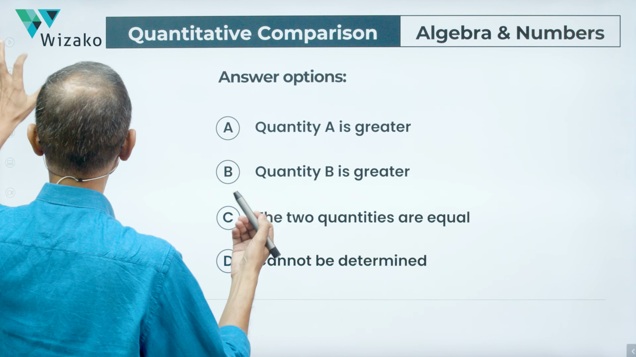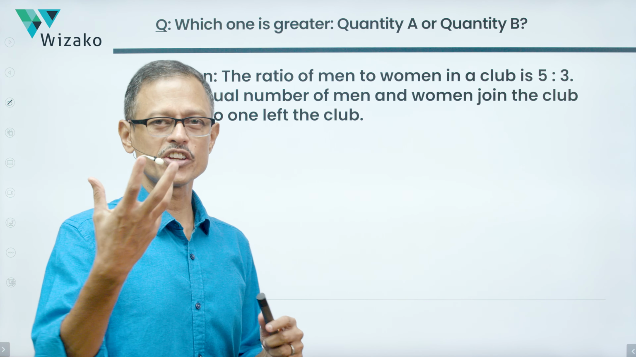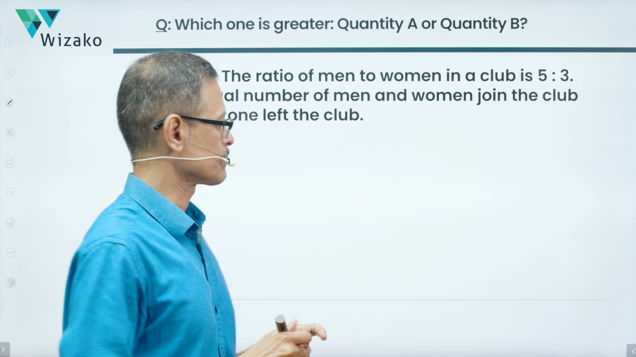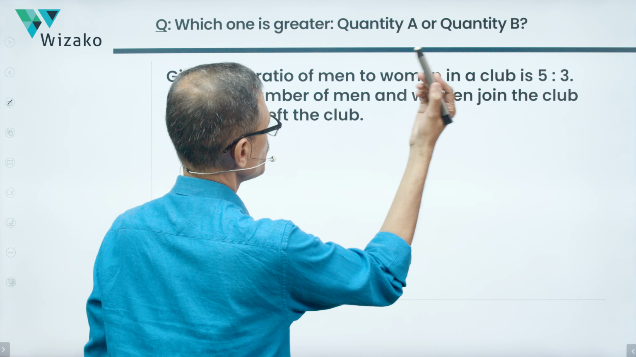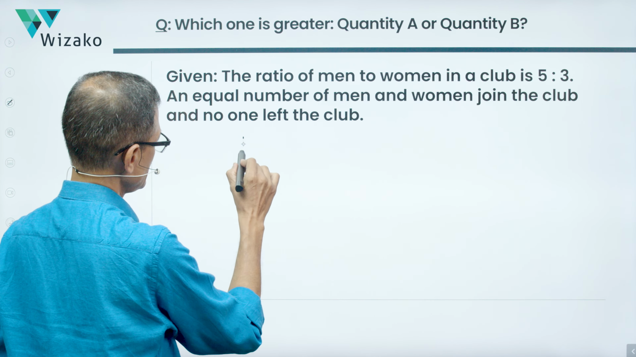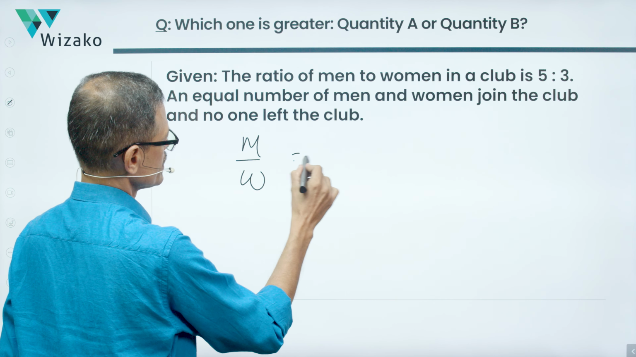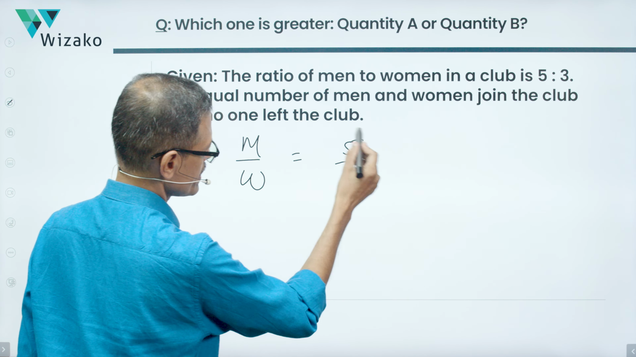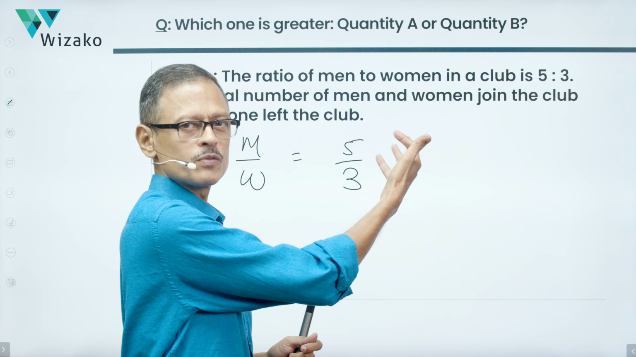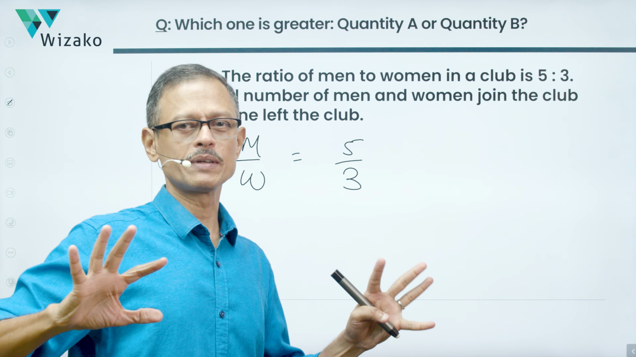Let's get started. Let's start with the first one because the second one is just a ratio, so it's easy. There's nothing really to work there. This is a place where some work is required. The ratio of men to women in a club is 5:3. So essentially, men by women, this ratio represented as a fraction would be 5/3. You can say it is 5x men, 3x women. Good, no problem at all there.